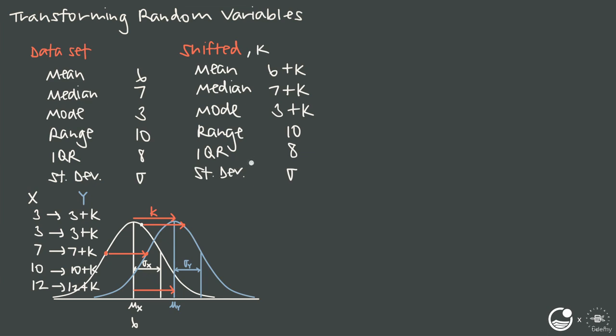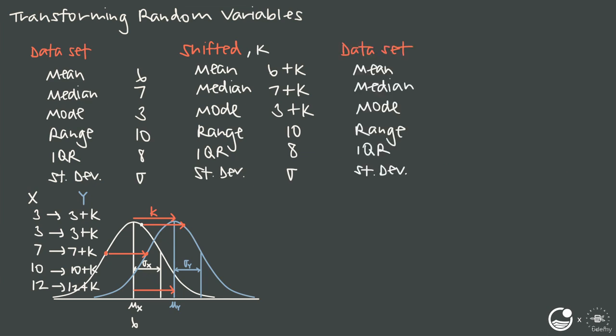The idea of scaling a data set: let's say we start with, again, this same data set with these same values. So the mean is 6, median is 7, mode is 3, the range is 10, the IQR is 8, and some generic standard deviation. So we have our original data set. If we scale the data set, meaning instead of adding some positive constant k to create a shift, we're going to multiply by some constant k. For instance, if k is 2, that means we're going to double every value in the original data set to get the scaled data set.